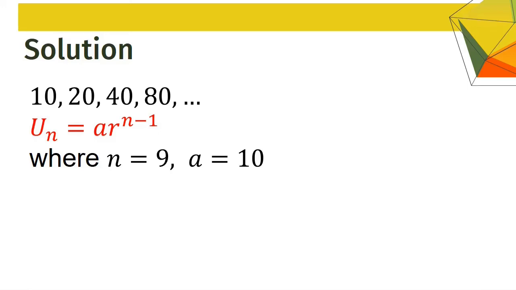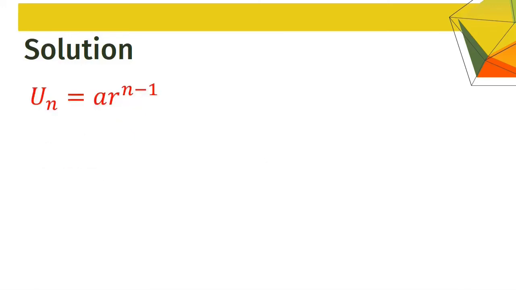How do we determine the common ratio? The common ratio can be determined by dividing the number 20, which is the second term, by the previous term, which is the preceding term, the number 10. So 20 divided by 10 produces 2. If I pick any other term, let's say the third term, which is 40, and divide it by the previous term, 20, it produces the same common ratio, 2.